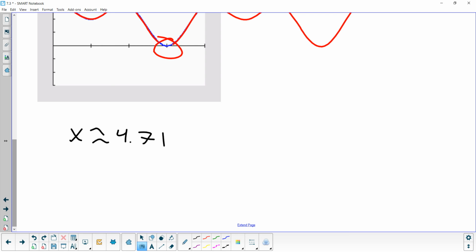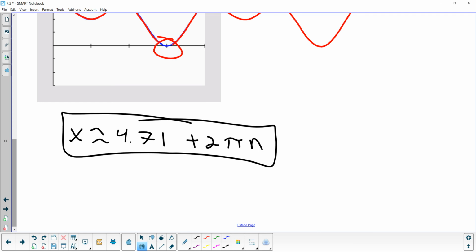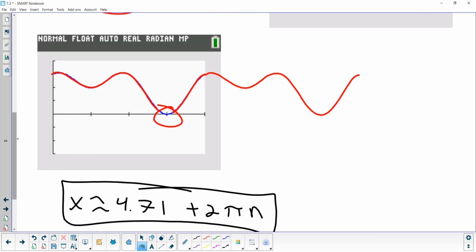How often is that answer going to repeat itself? Yep. 2 pi n. Every 2 pi. There you go. So this particular problem only had one answer per cycle. Questions on that?